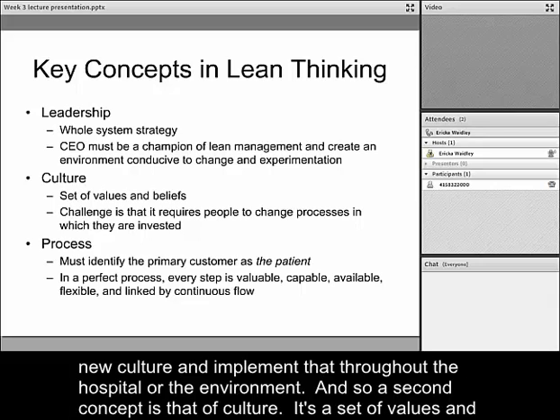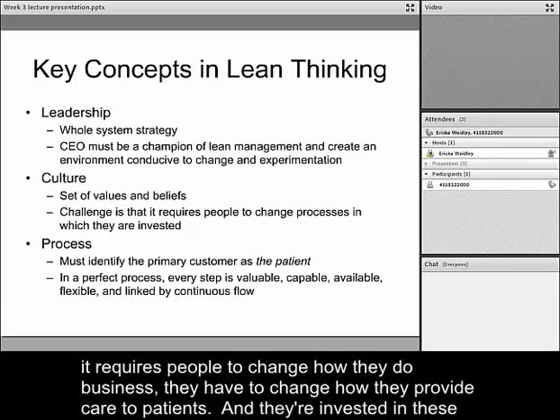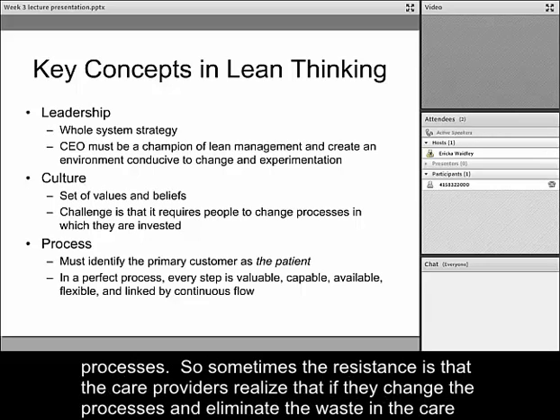And so a second concept is that of culture. It's a set of values and beliefs, and oftentimes those values and beliefs need to be tweaked a little bit when you start doing a lean thinking model. The challenge is that it requires people to change how they do business. They have to change how they provide care to patients. And they're invested in these processes.